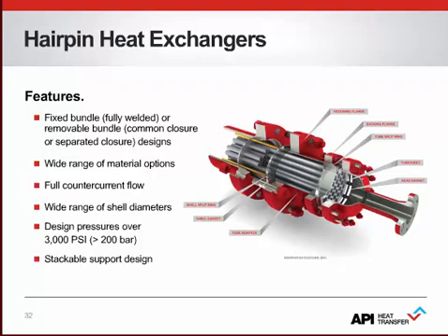They can be offered with removable bundles in two subsets of designs. A common closure has one set of flanges and bolting, and a separated closure has two sets of flanges and bolting. The common closure is a lower cost option, but good for lower pressures and temperatures. The separated closure is good for higher temperatures and pressures, but comes at a slightly higher cost due to the additional flanges and bolting required.